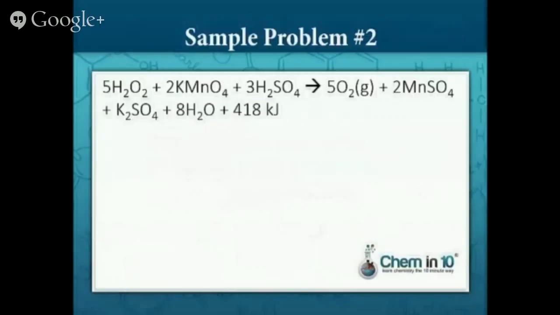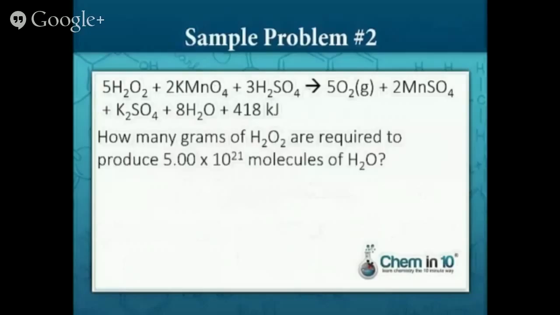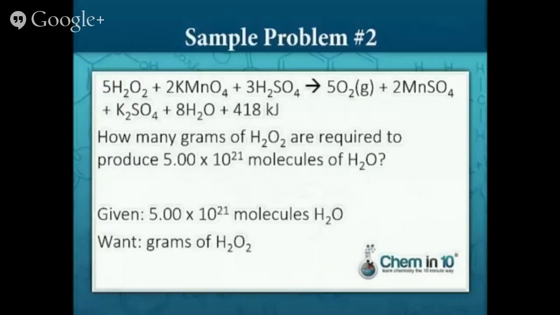Sample problem number 2, using the same equation. How many grams of H2O2 are required to produce 5.00 times 10 to the 21 molecules of water? So we want to know how many grams of H2O2, and we're given 5.00 times 10 to the 21 molecules of water.